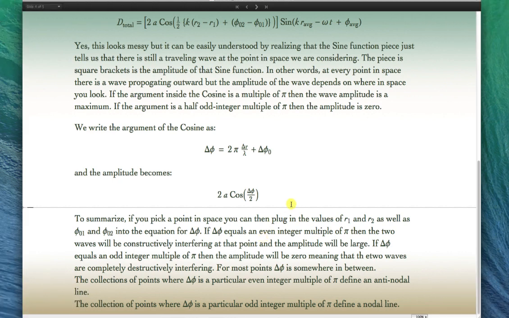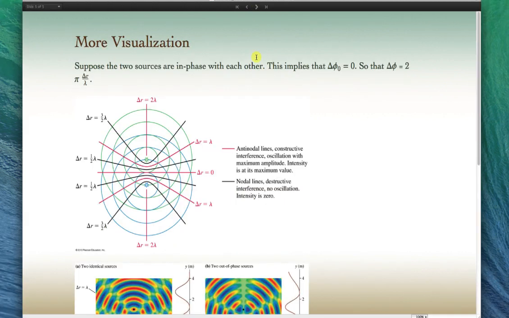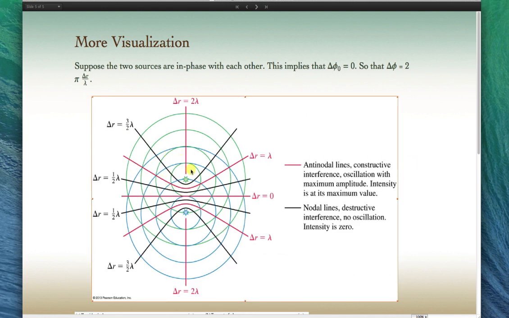So let's look at some ways of visualizing that. This little figure here shows basically what we were talking about. Here we have two sources that are in phase with each other, and we've drawn a few different circles here. Along this line, we have an antinode. Everywhere along this line, the difference in distance from a point to each source is 2 lambda. Plugging 2 lambda in for delta L, we find that the delta phi then is 4 pi. Cosine of 4 pi over 2 is plus 1.